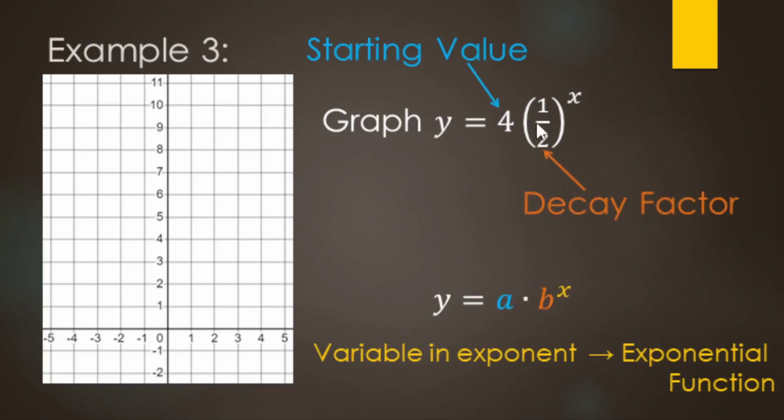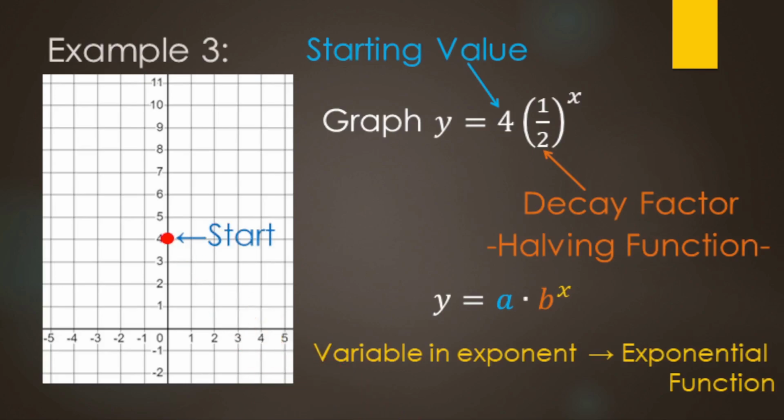What number replaced the b? Well, that's going to be a 1/2, so that's your growth, or in this case, it is a decay factor, because it's going to be getting smaller. So on this one here, you're multiplying by a 1/2 each time, so you're halving it. You can also think I'm dividing by 2. So now when we go to graph this, our starting amount, that's the y-intercept, that's going to be a 4. So there's that point there.